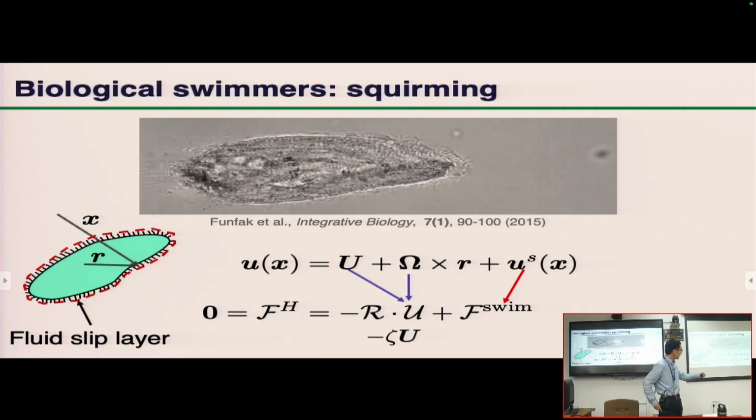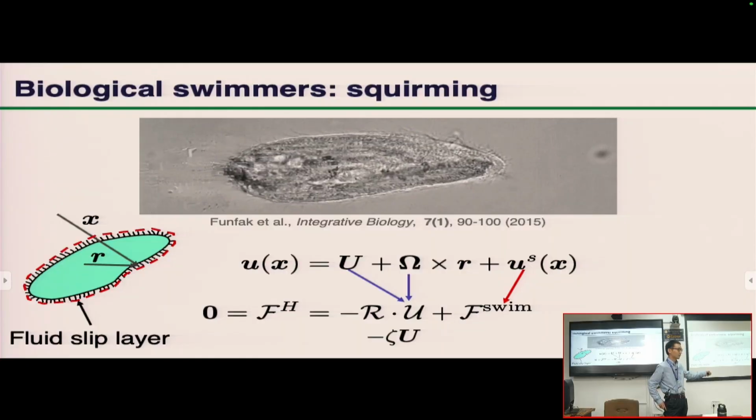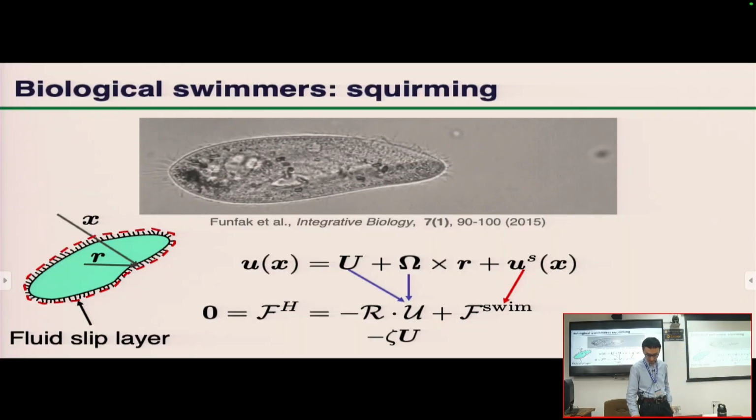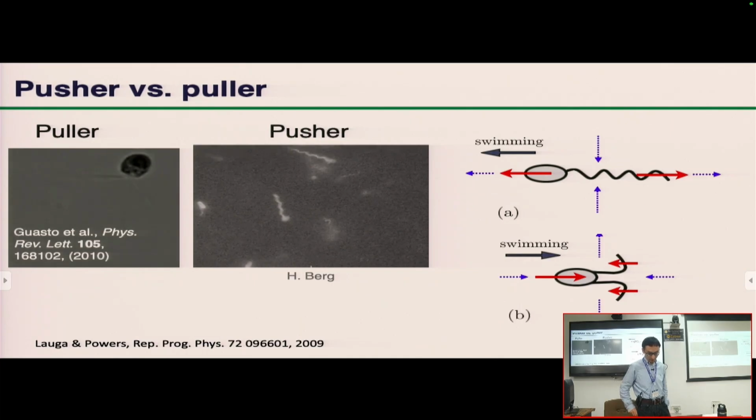Okay, so essentially for a sphere, that reduces to friction coefficient times the velocity you're getting. Okay, that's great. So there are other kinds of swimmers. Usually we classify them into two types. One is called a pusher, one is a puller.